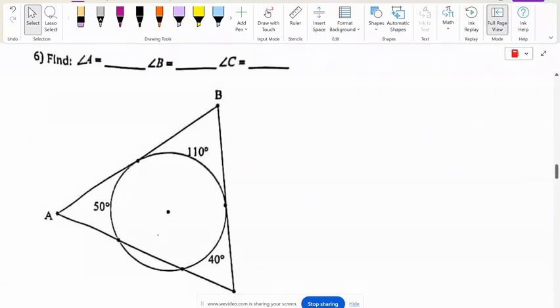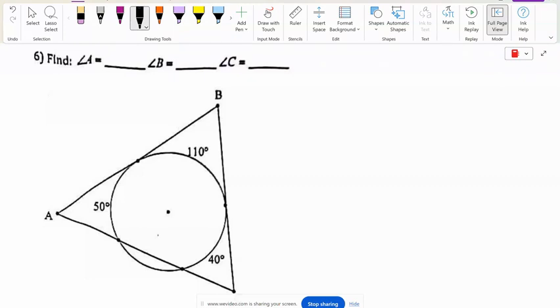Looking at number 6, we want to find angle A, angle B, and angle C. Can I say angle A is 130 degrees? How many people say yes? How many people say no? Why no? Sarah, why no? Good. It's not a tangent-tangent angle, so we can't say that.